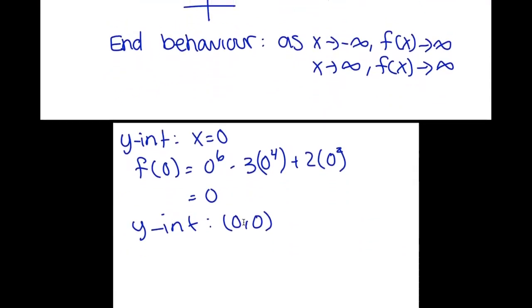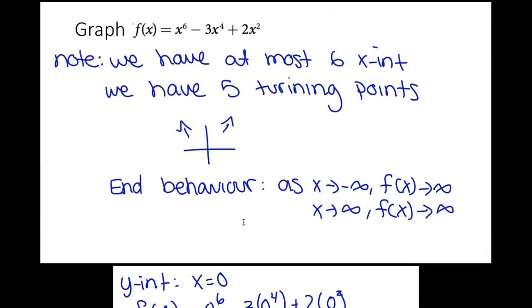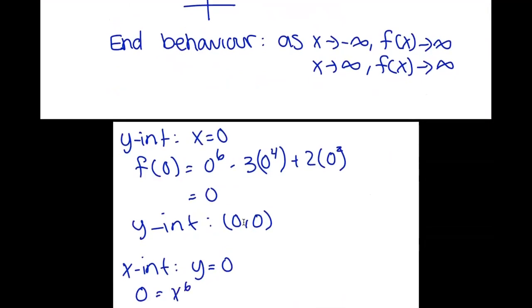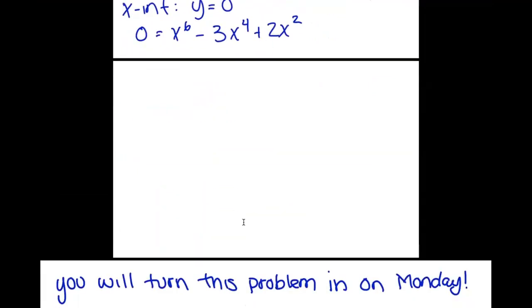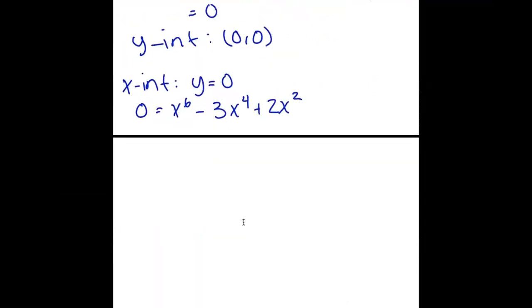Let's find the x-intercepts. X-intercepts happen when y equals 0. So then we have 0 equals x to the 6th minus 3x to the 4th plus 2x squared. Let me double check it. Yep. So let's factor. I can take out an x squared from everything. Now we have x to the 4th minus 3x squared plus 2.